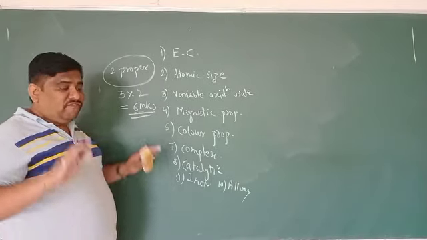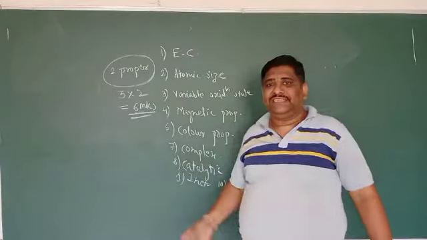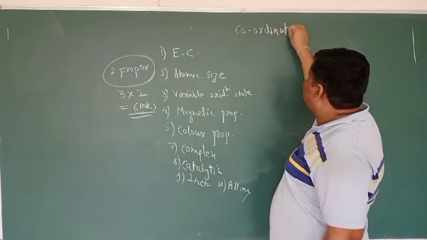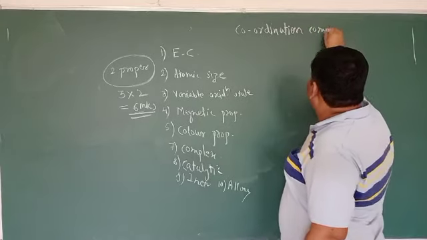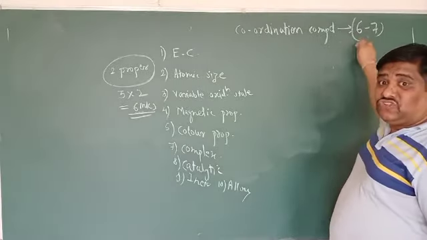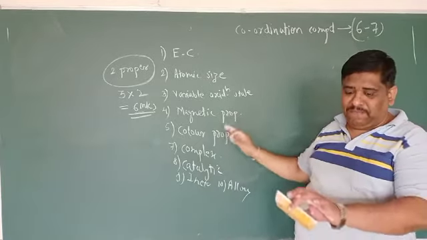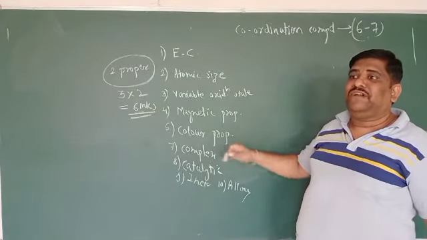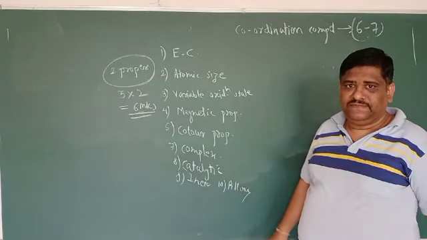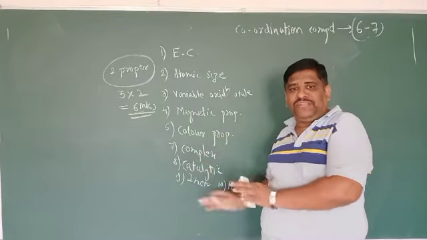Another reason: if you have thorough knowledge of the d block elements, then only you can discuss the next topic, that is coordination compound. This is also for 6 to 7 marks. This 6 to 7 marks depends on what? The d block elements. If you have the basics of the d block elements, if you are perfect in d block elements, then only you can get the coordination compounds. So once again I am requesting you not to neglect this topic. You have to prepare thoroughly.